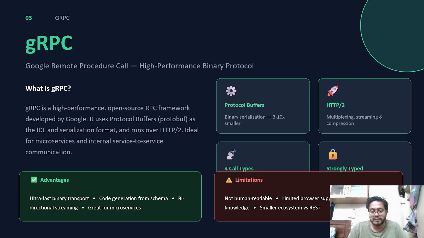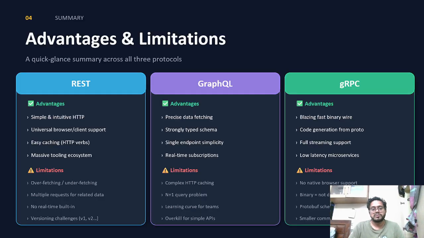Advantages are ultra-fast binary transport, code generation from schema, bidirectional streaming, great for microservices. Limitations: limited browser support, non-human readable, requires protobuf knowledge, smaller ecosystem versus REST. So, like, advantages and limitations.